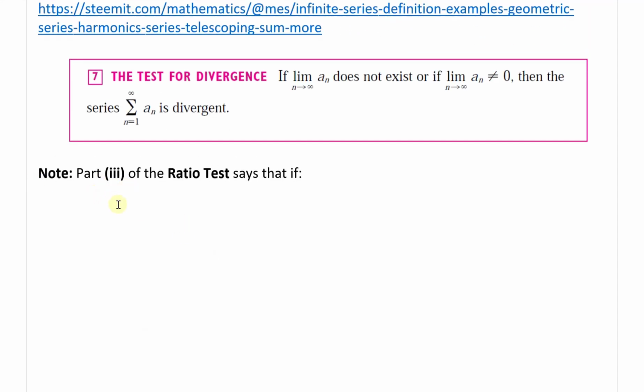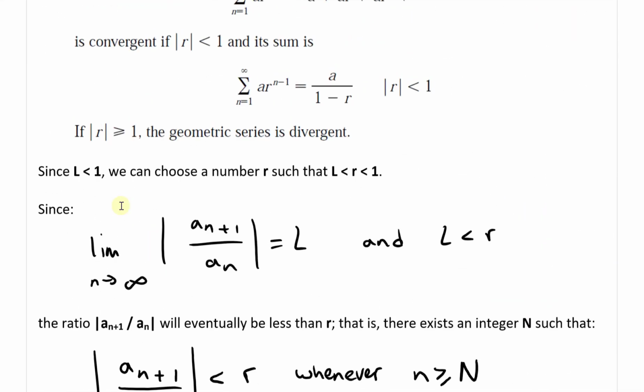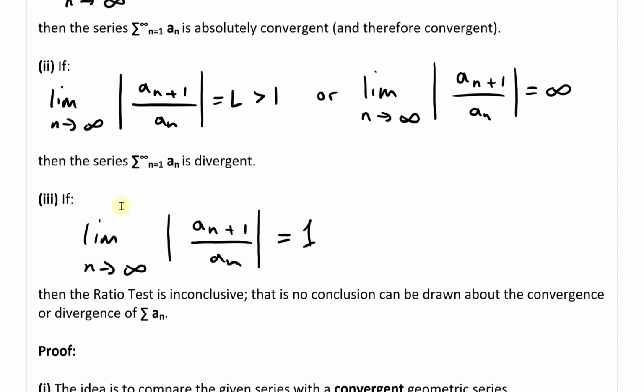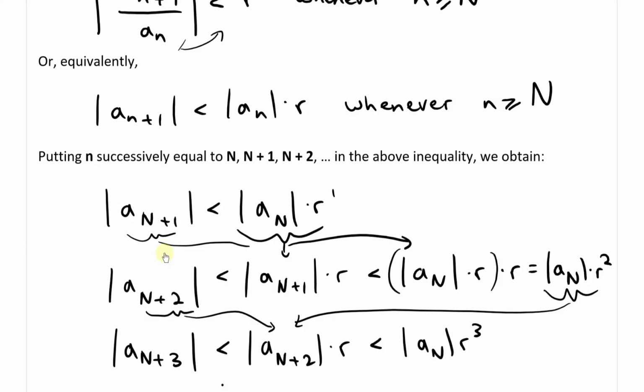Part 3 of the ratio test says, let's scroll up here, that's right here: if the limit as n approaches infinity of the absolute value of the ratio an plus 1 over an equals 1, then the ratio test is inconclusive. That is, no conclusion can be drawn about the convergence or divergence of the series an.